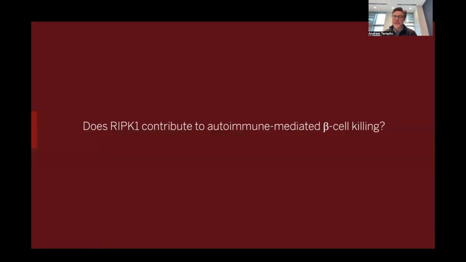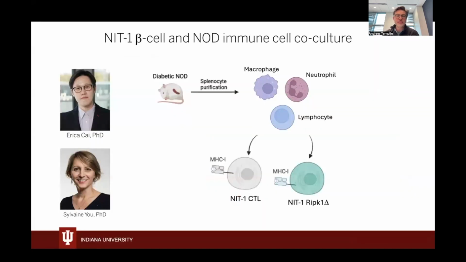So we next asked the question, does RIPK1 contribute to autoimmune-mediated beta cell killing? Certainly this is involved in cytokine-induced cell death in vitro, but what about a slightly more complex system utilizing autoimmune cells? To do this, we collaborated with Erica Kai and Sylvain Yu at the Indiana Biosciences Research Institute. Essentially, what we did was isolate diabetic splenocytes from NOD mice. And then we took these splenocytes and co-cultured them with either NIT1 control cells or NIT1 RIP1 delta cells.